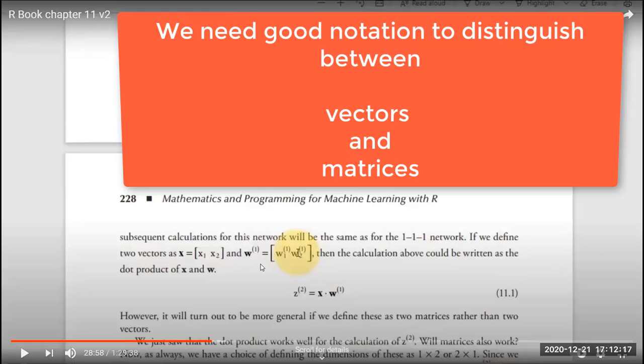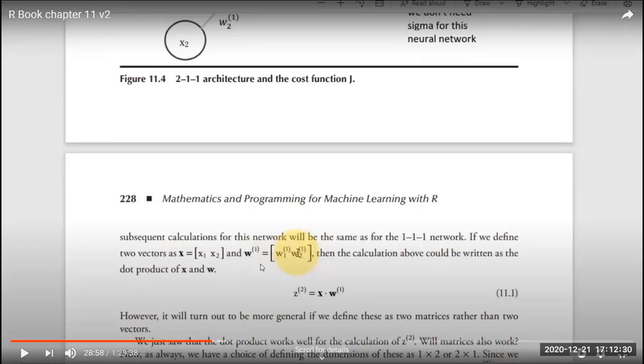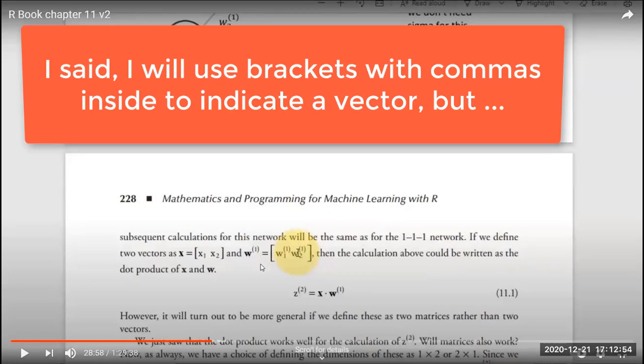I was talking about the distinction between matrices and vectors. I realized I don't use the same notation as she did, because she used round brackets for vectors and square brackets for matrices, and I wasn't doing that. For vectors, what am I going to do?